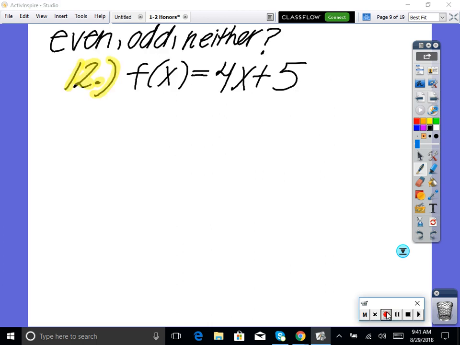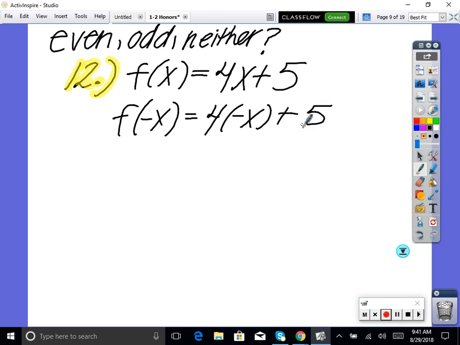Ready, go. If you have the word odd on number 12, that's not correct. You'd say I need to plug in negative x. So that would be 4 times negative x plus 5, everybody, right? Which is negative 4x plus 5.